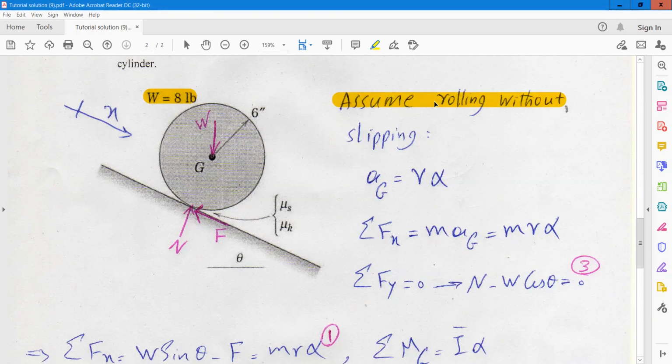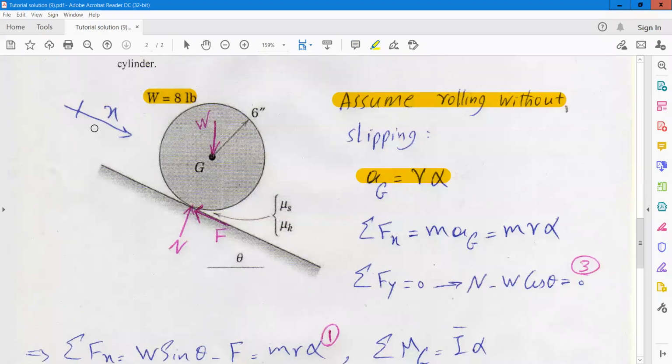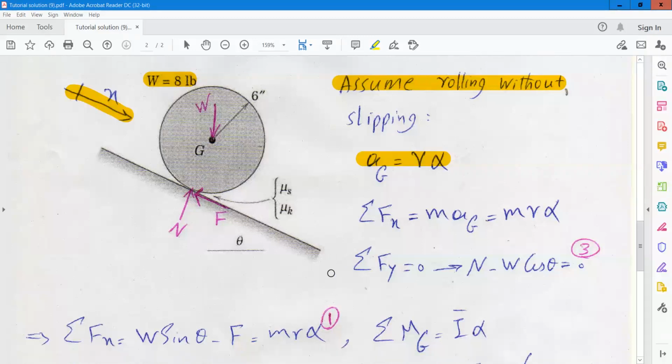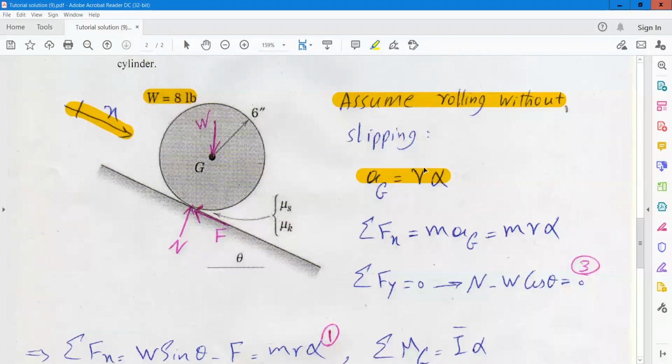When we have rotation without slipping, we know that the acceleration of the mass center is equal to r times alpha, where alpha is the angular acceleration. So you can write the force equation in the x direction. Again, the x-axis is parallel to the inclined surface with angle 40, which is the angle of the incline.